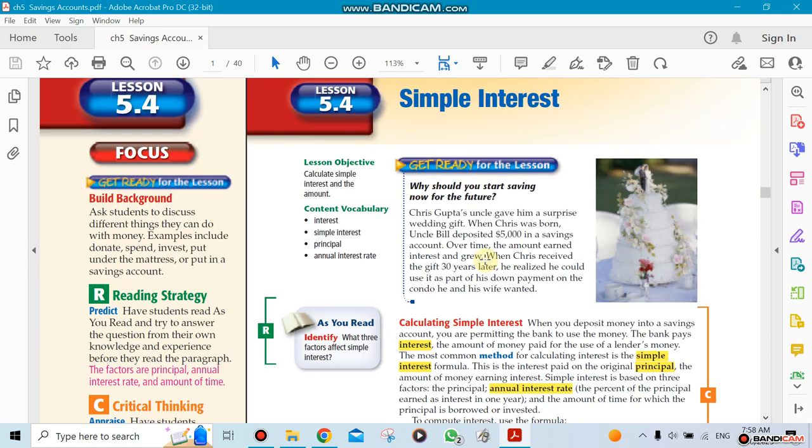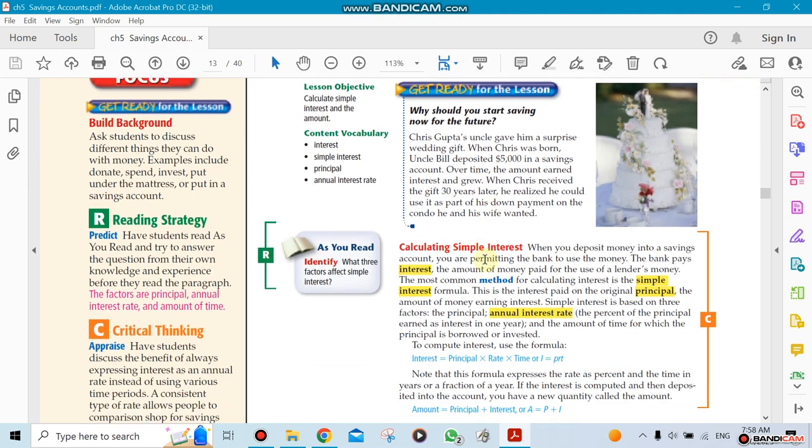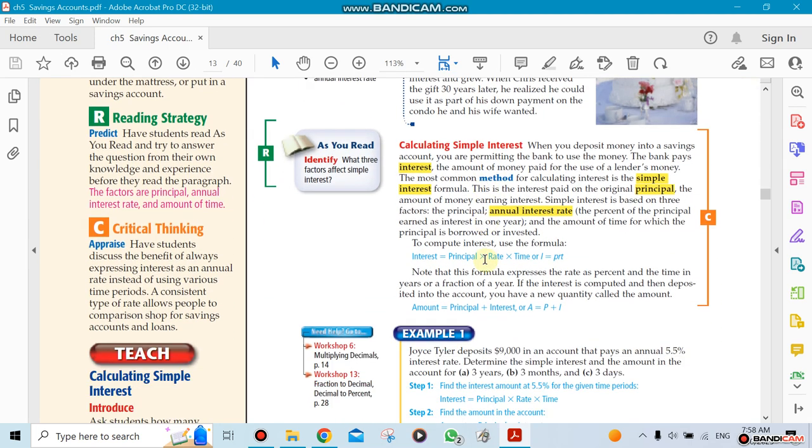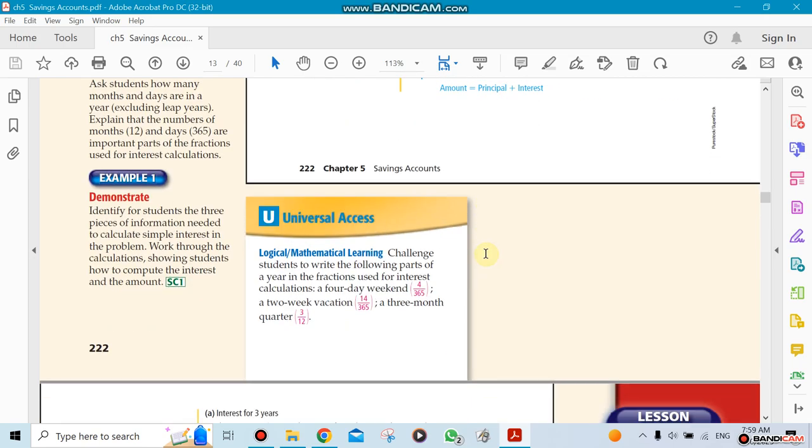All right. So 5.4 was about simple interest. So we took this one, suppose we took it last week. Simple interest is how we calculate the interest for any amount of money that we invest or just put in a bank, and the bank will give us some interest on it. So there's a simple way of doing it.